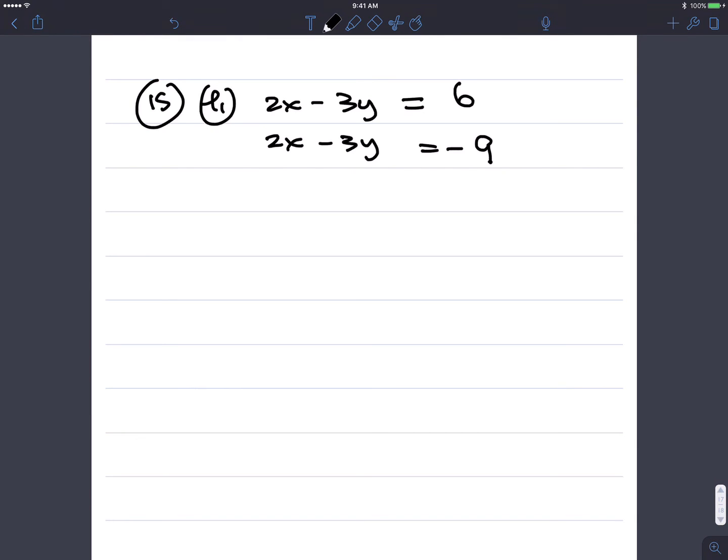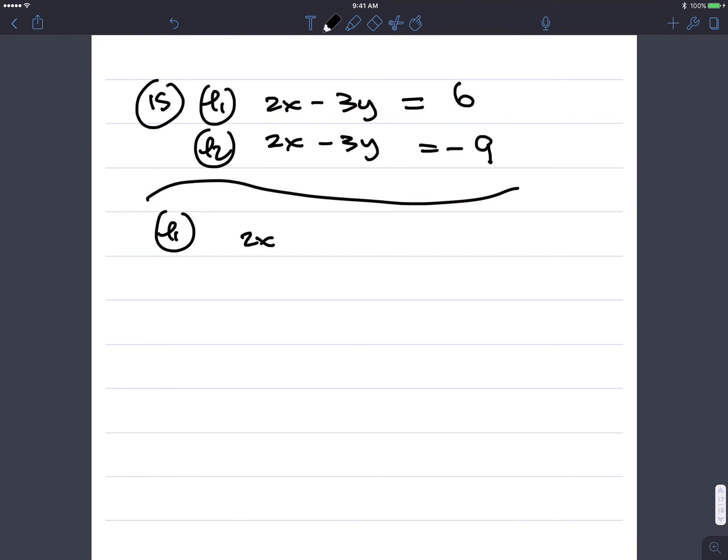Number 15. 2x minus 3y is 6. 2x minus 3y is negative 9. Line 1 and line 2. Let's get to work.